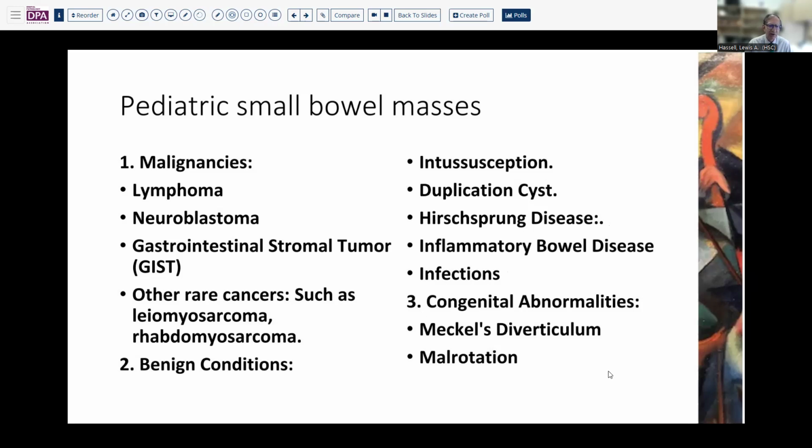In addition, there are a number of congenital abnormalities that might create this situation, such as Meckel's diverticulum giving you a mass, potentially other sorts of challenges related to that if there's ulceration or something like that. And malrotation can also present as a mass, with abnormal findings on one side or the other, and so can also be confusing in that regard.